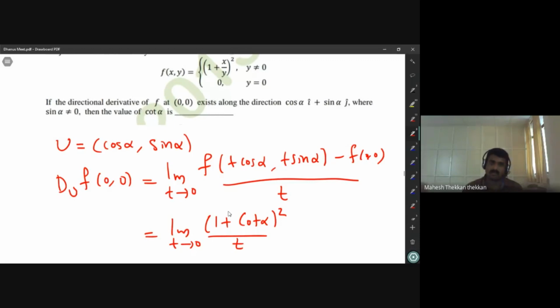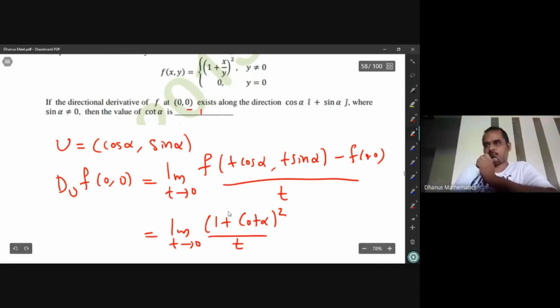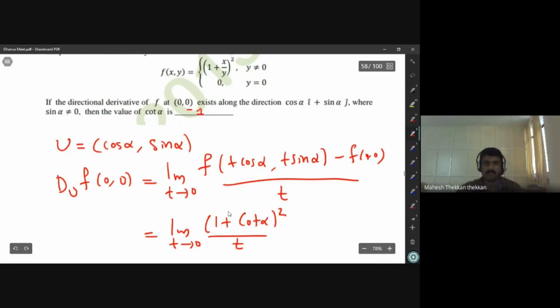So 1 plus cot alpha has to be 0. So cot alpha has to be minus 1. Do you understand that? Yeah, somebody answered in the chat box: cot alpha equal to minus 1. Yeah.